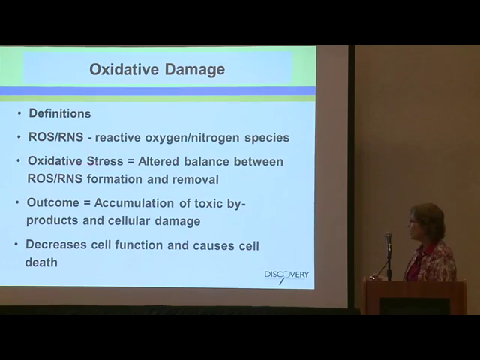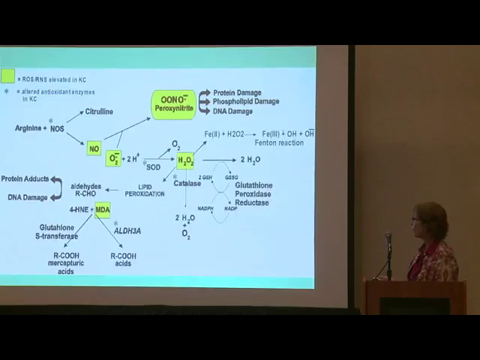If you have oxidative stress, then instead of getting rid of those free radicals, they accumulate and they cause damage to the tissue. When the tissue is damaged, then you have decreased cell function and cell death.